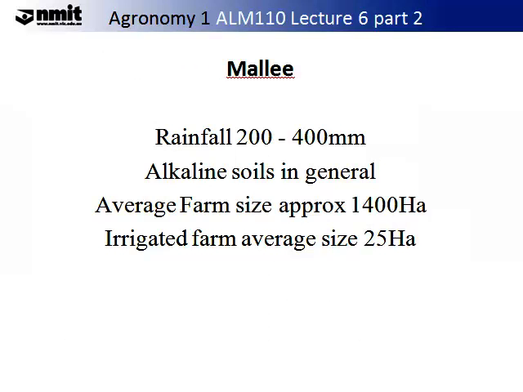The Mallee region is in the northwest of Victoria and tends to be associated with warm, dry summers. It typically has a rainfall between 200 and 400 millimetres a year. Most of the soils there are alkaline. The average farm size is approximately 1,400 acres, and there is a lot of irrigated farm. The average farm size for irrigation is 25 hectares.